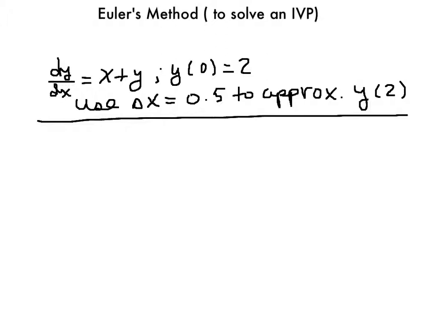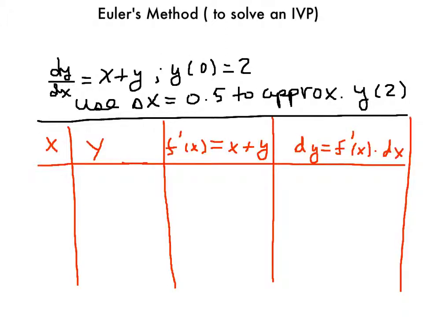So here's our problem once again, same problem as before, same IVP as before. And what we're going to do is use a step in the x direction of 0.5 to approximate y of 2. And in so doing, we're going to generate a table of values. So I'll set up the table and then talk you through it.